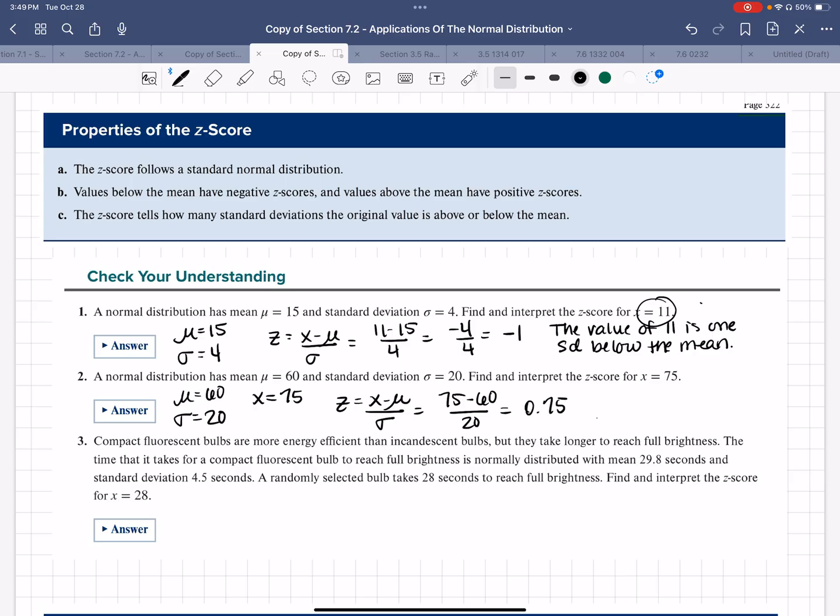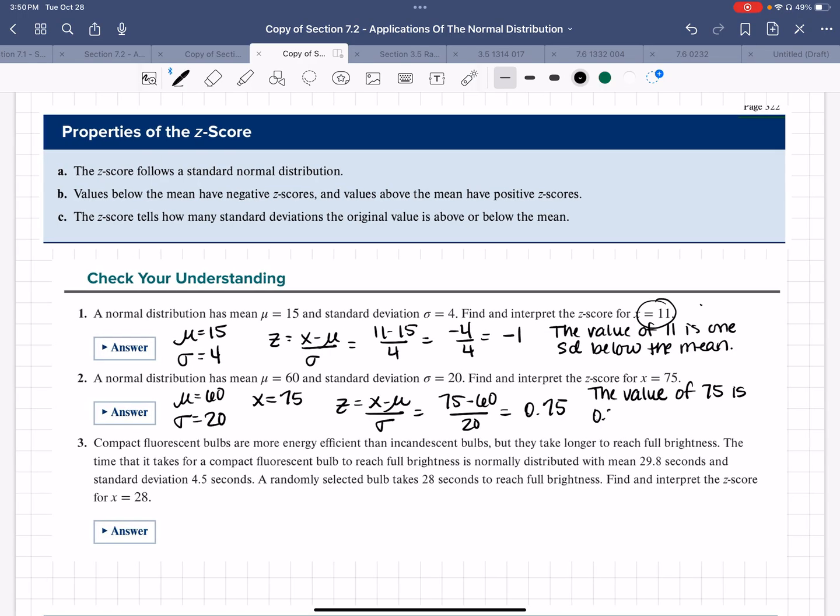Keeping with the same approach as number 1, the value of 75 is 0.75 standard deviations above the mean. So it's not quite 1 full standard deviation above the mean.